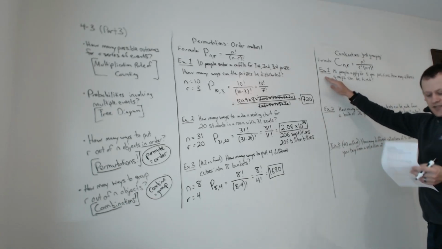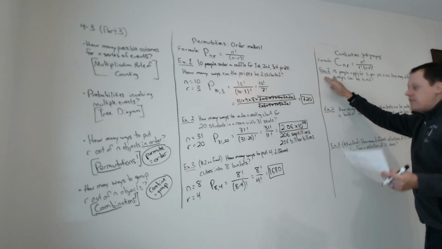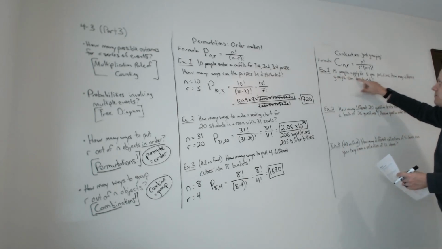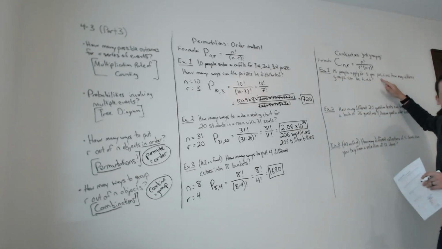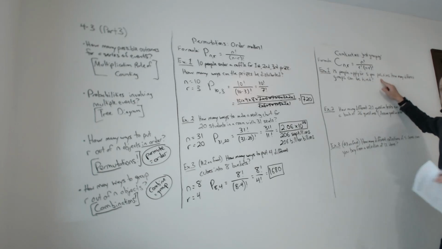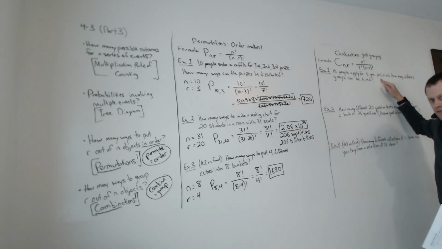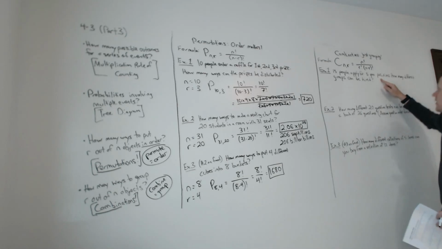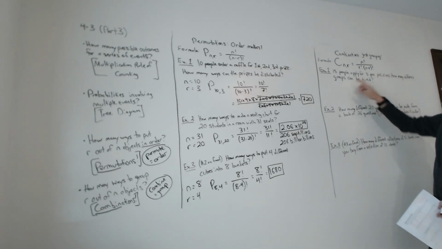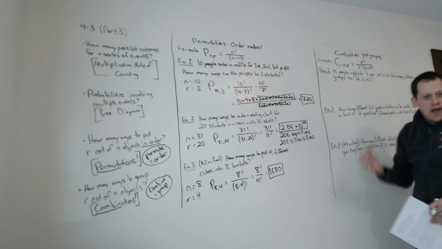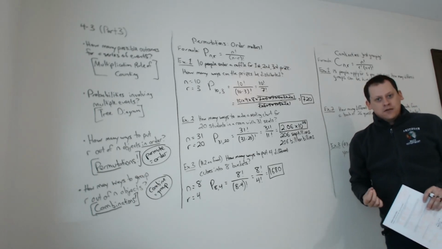First example, that's going to go at the bottom there on the back of your notes. 15 people apply for 5 open positions. Okay? These 5 positions are all exactly the same. There's no difference between these positions. There's no order involved. We're just giving 5 people the same job. How many different groups of 5 people can be hired out of those 15?